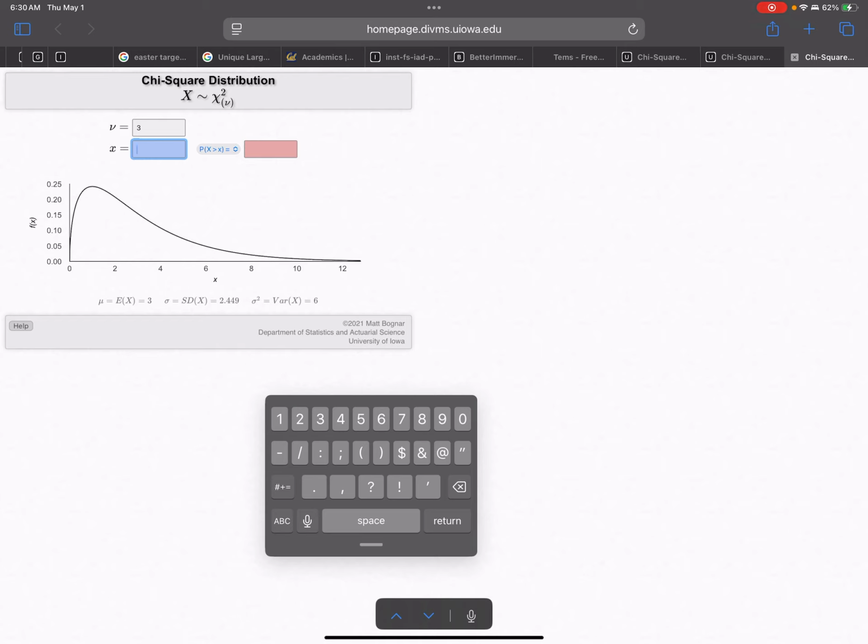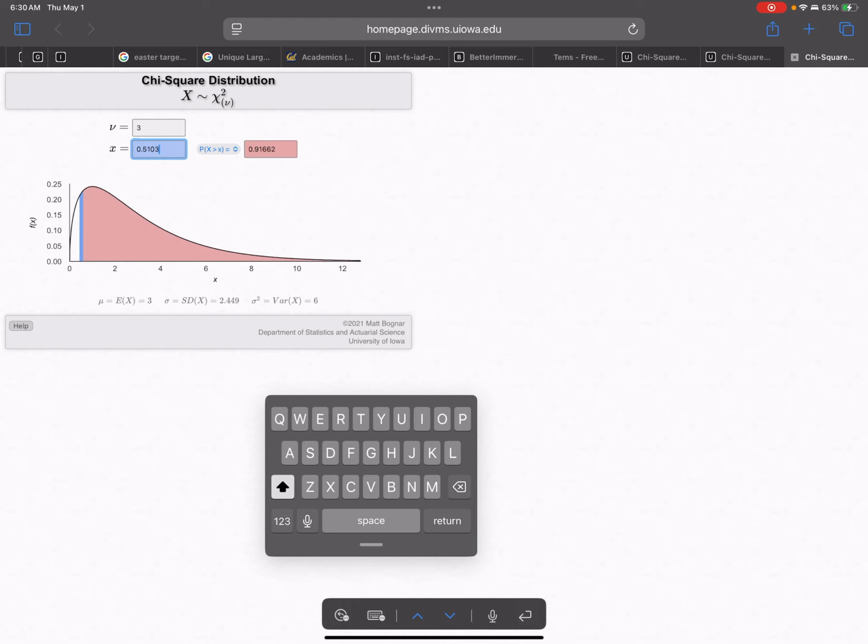Our chi-square distribution is graphed. We are looking at a test statistic of 0.5103. And the probability that we would get something as extreme or more extreme is 91%. So in other words, we interpret this to mean that most of the time, 90% of the time, we will get values that are more extreme than the ones we did.